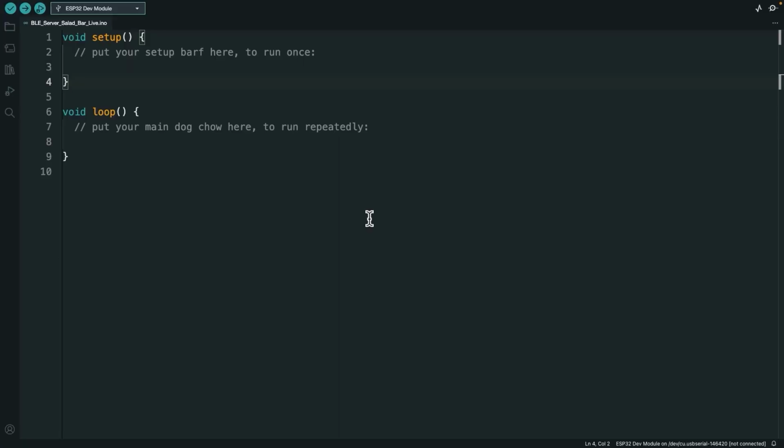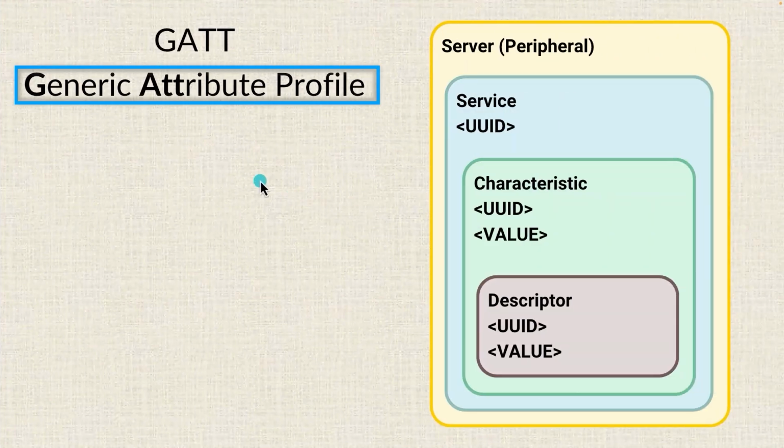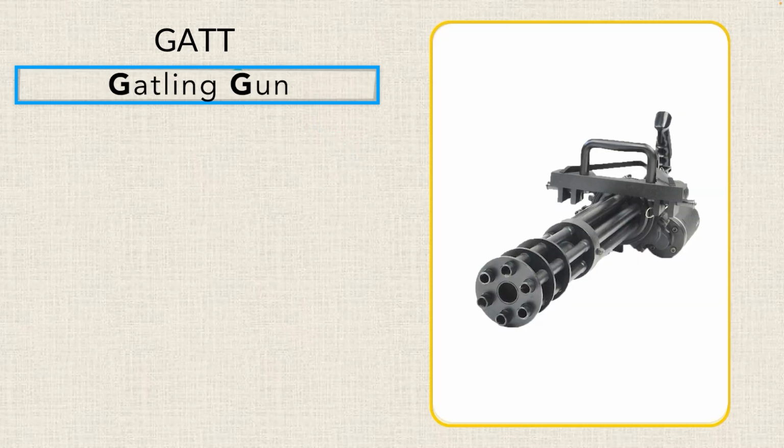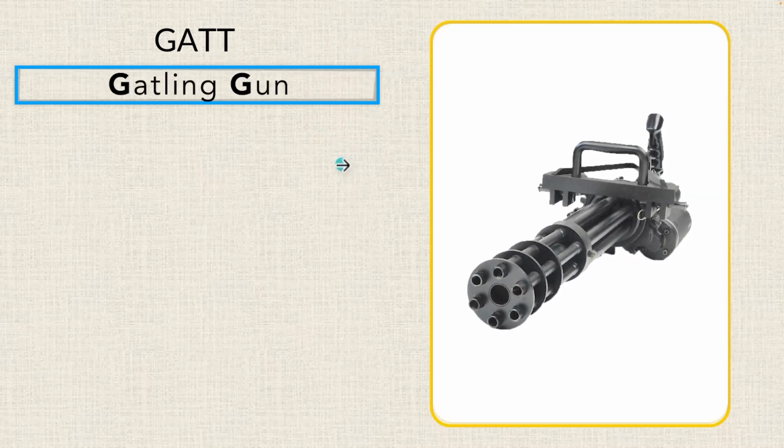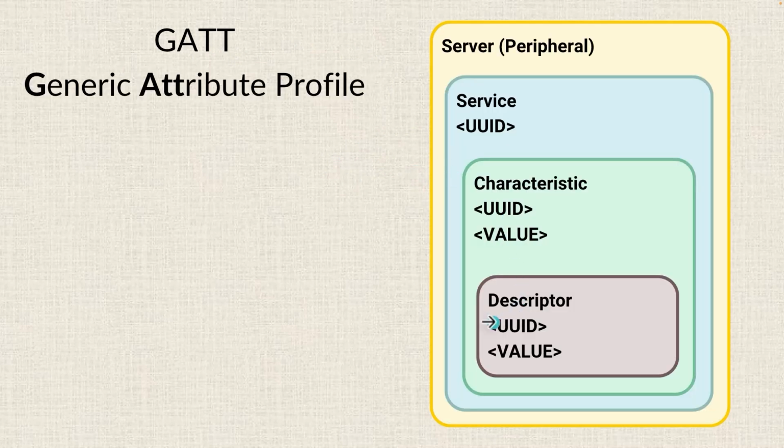Okay, so before we dive into the code, we need to talk about the GATT. It's the Generic Attribute Profile. And I just think of a Gatling gun because when I try to wrap my head around it, I feel like somebody just shot me with a Gatling gun. So what is this whole deal exactly? Well, this is just a way for us to think about the different layers of the BLE protocol. So notice that these are all nested, all right?